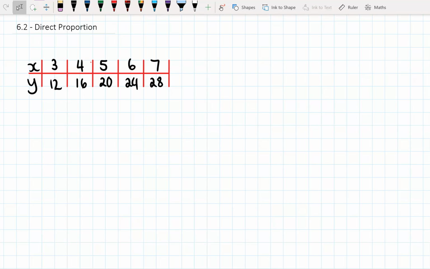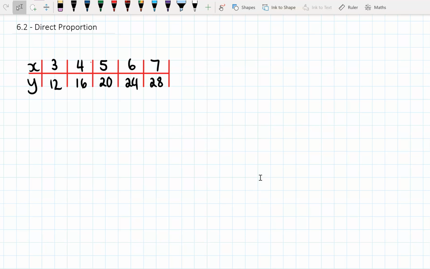Okay guys, what we're going to talk about now is what we call direct proportion. This is not actually in your book. I always do this as an introduction because it makes the follow-up, which is actually 6.2, much easier if you first understand direct proportion. Direct proportion is a type of relationship you can have between two variables.